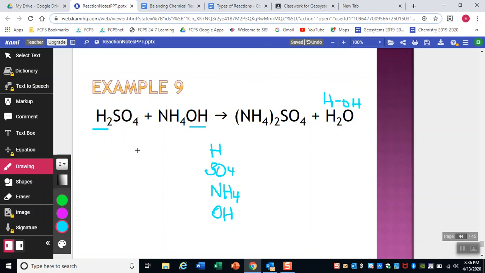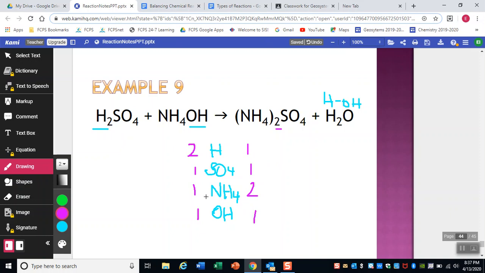All right, and then now I just count. So I have 2 hydrogens, 1 sulfate, 1 ammonium, and 1 hydroxide. And then now this is saying I have 2 ammoniums, 1 sulfate, and 1 hydrogen, and 1 hydroxide. Alrighty.